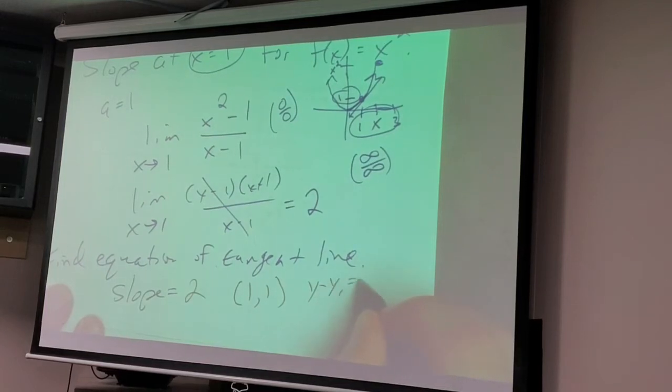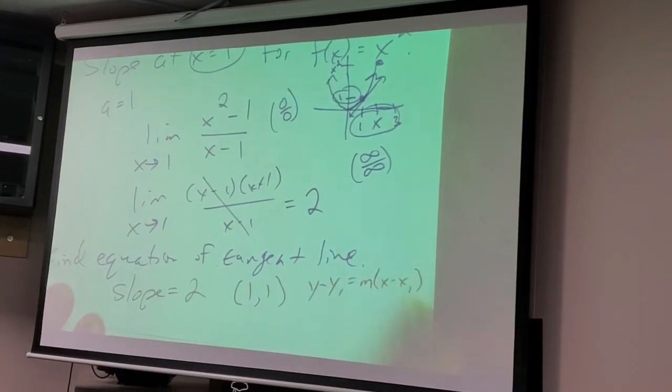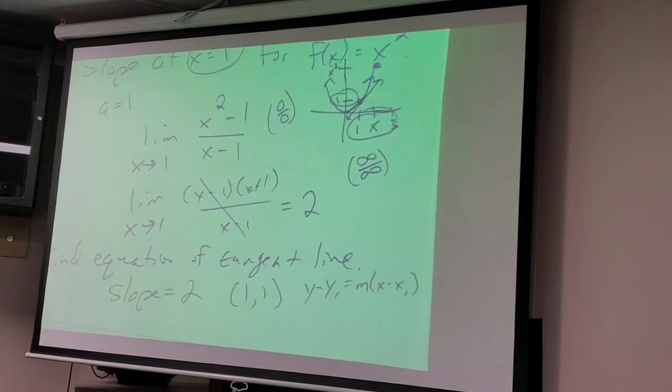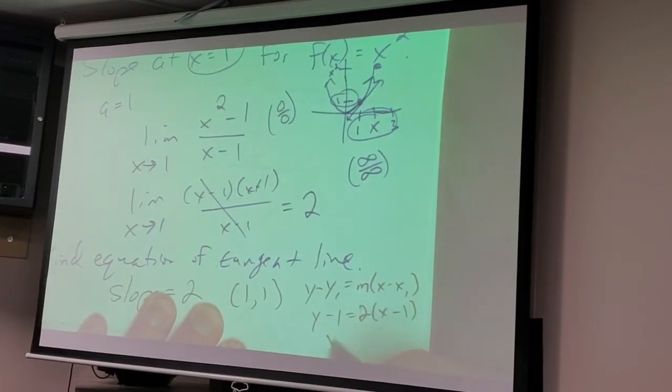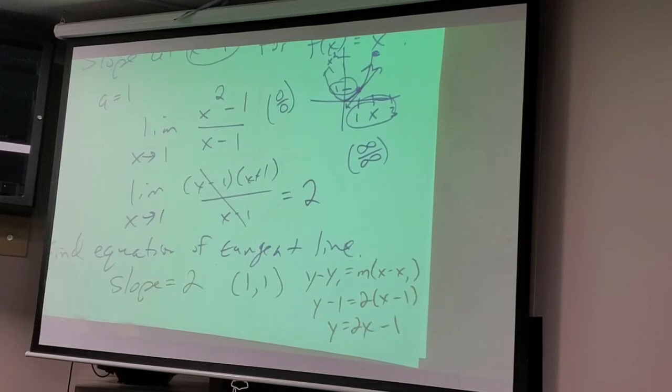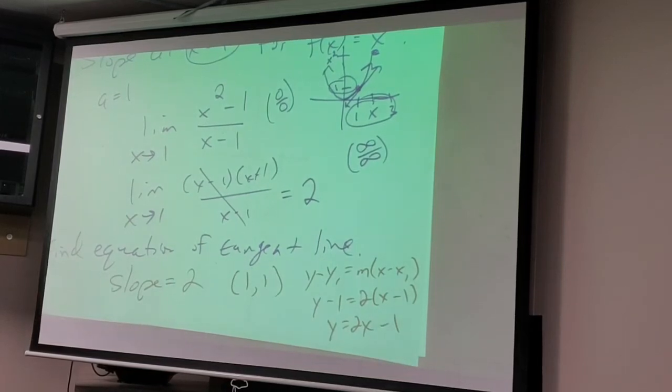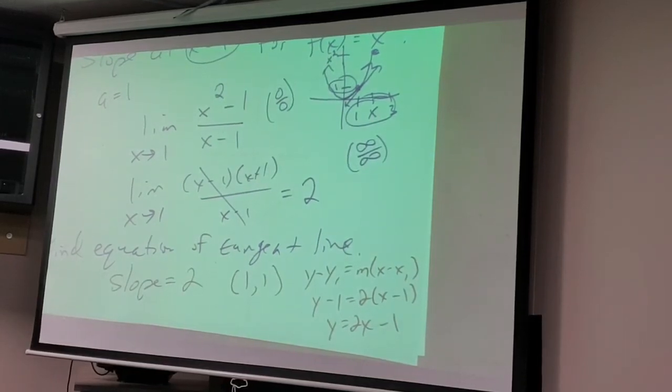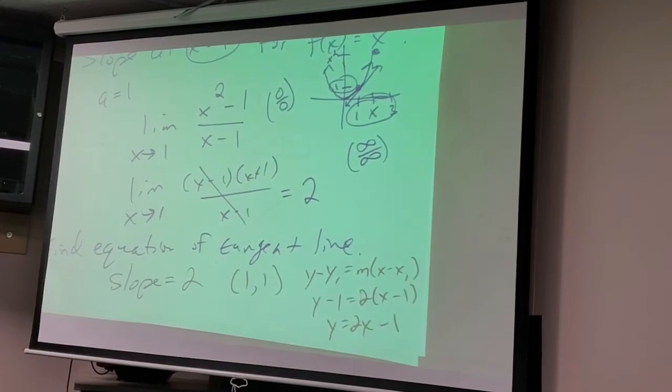Do you guys remember this? y minus y1 equals m times x minus x1. Of course, you could also do y equals mx plus b and solve for b, whichever method you remember. If you don't remember either one, that's a problem. So you get y equals 2x minus 1. Okay. So, last thing I want to tell you, because it's all the time I got.